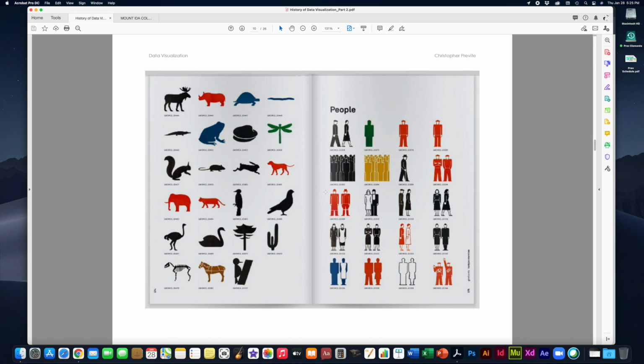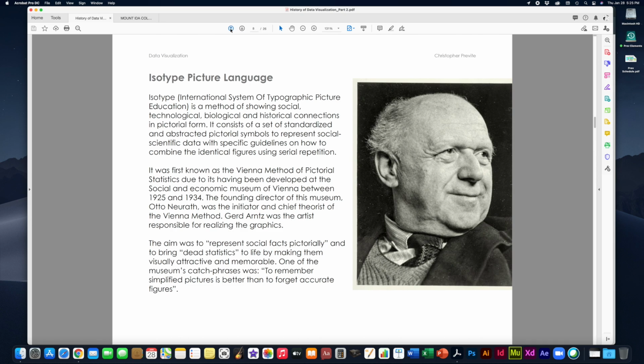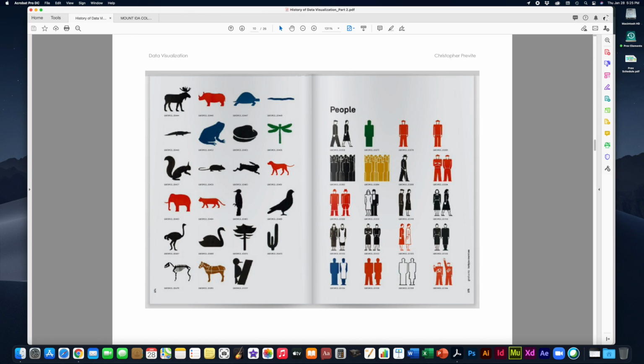Now, I will say as we get into this, you have to pay attention to the time frame that this was developed in, right? This was developed between 1925 and 1934. There are definitely some, what we would consider today, stereotypical representations of people from countries around the world within the isotype picture language.